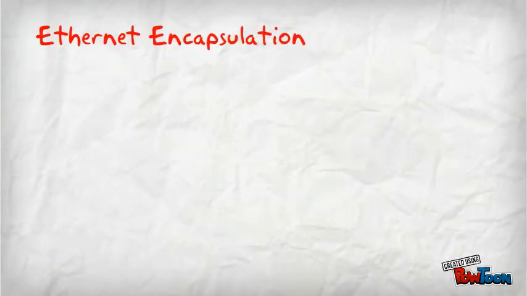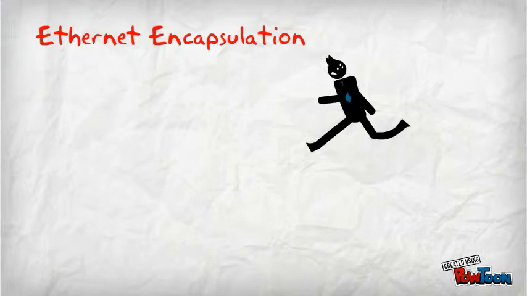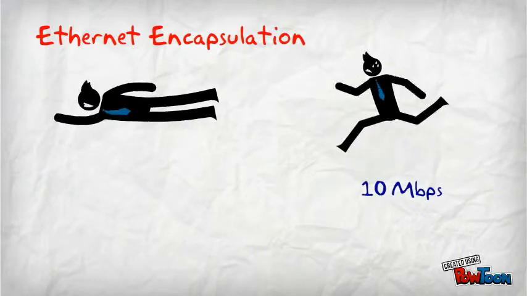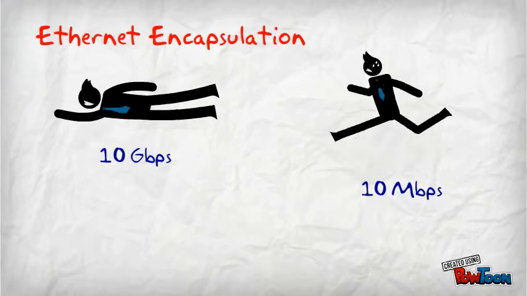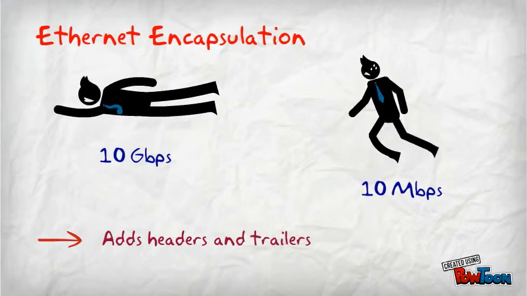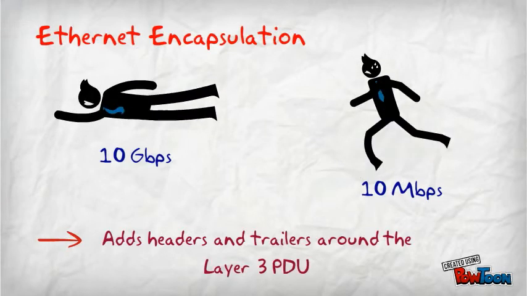Ethernet encapsulation. Early versions of Ethernet were relatively slow at 10 Mb per second. Now they operate at 10 Gb per second or even faster. Ethernet frame structure adds headers and trailers around the layer 3 PDU to encapsulate the message being sent.